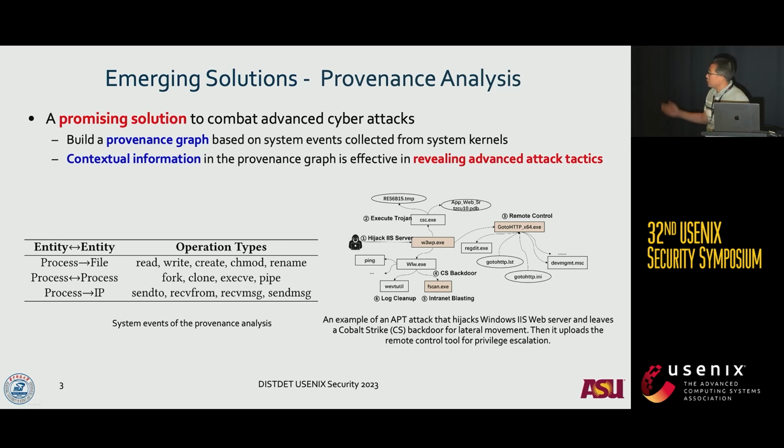Essentially, provenance analysis leverages system monitoring to collect the logs of system calls from the kernel, and then uses these system events to build a temporal graph. We call this temporal graph a provenance graph. In a provenance graph, the nodes represent the system entities, such as files and processes, and the edges represent the events. As we can see from this example, we can easily use a provenance graph to show the contextual information of a suspicious attack event, and then reveal the detailed attack steps.